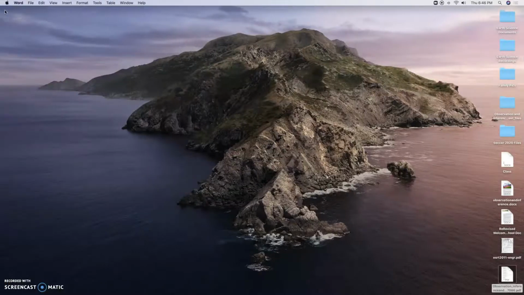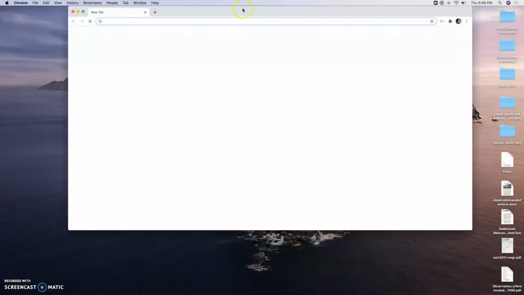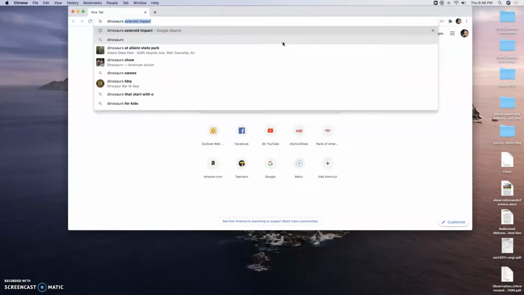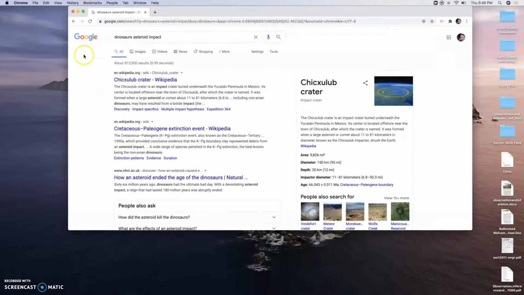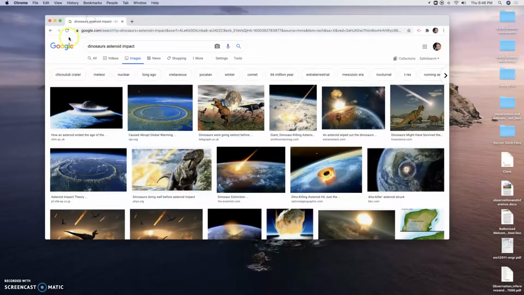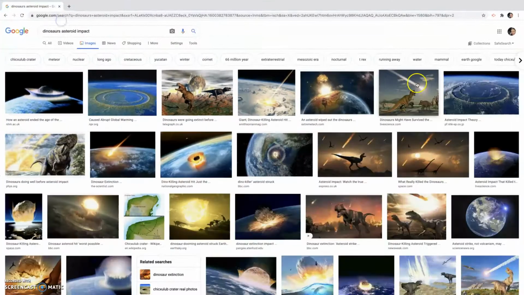But first, what we're going to do is bring up a picture of the dinosaurs. So let's go back down here to my ribbon and get to Google and go into dinosaurs and asteroid impact. Here we go. I'm going to bring up some images for you and I want you to take a look at these images because this is something you should know well as an earth science student.